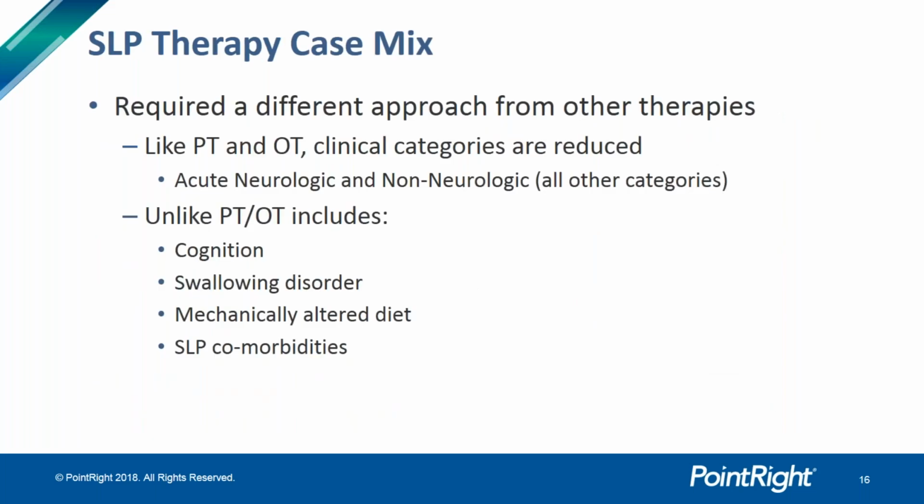When CMS took a look at speech in relation to OT and PT, they saw this inverse relationship, meaning that they didn't really track in the same way. And so what that necessitated was a completely different approach for speech than for the other therapies. There were some similarities and some differences. Like PT and OT, we did see a decrease in the clinical categories. For speech, there's essentially just 2 clinical categories, acute neurologic and then non-neurologic, which are all the other categories. So your other orthopedic, your other surgeries are included in the non-neurologic category.